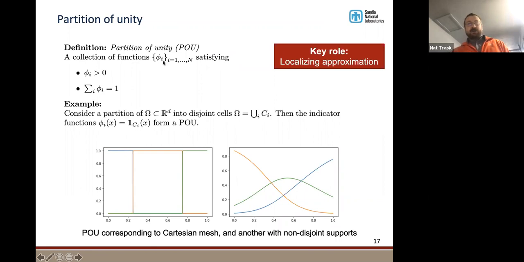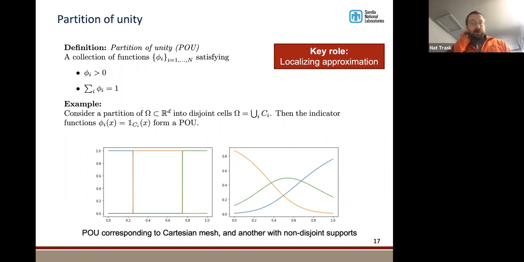It's just a collection of functions, each of which are positive and sum to 1, right? A canonical example: if you have a domain in space and you build a mesh, a partition of disjoint cells whose intersections are 0, and you choose the set of indicator functions on each one of those cells, that would form a partition of unity, right? And if on each one of these partitions of unity we attach a polynomial space, this would be a way of representing a DG, a discontinuous polynomial space, like what people use in a discontinuous Galerkin method, for example.